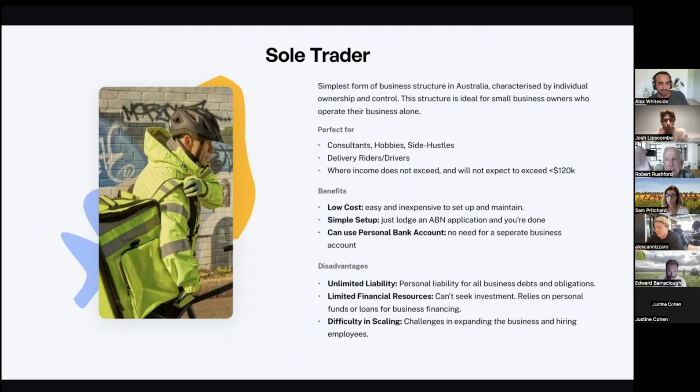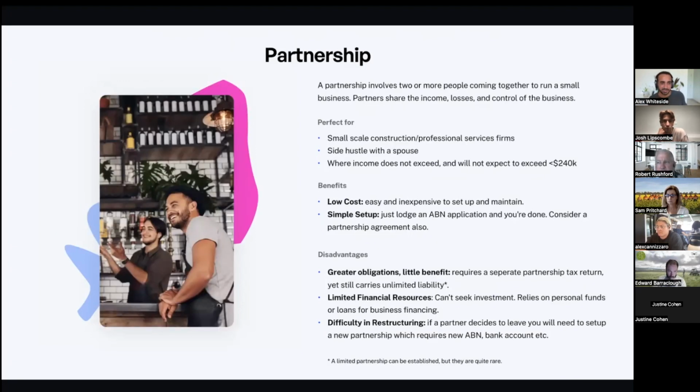So as we move into a partnership structure, it's really just two sole traders joining together to create a business. So you've got many of the same pros and cons there, but it actually has a greater disadvantage, which is that you have to do another tax return. At the end of the financial year, you'll be lodging a partnership tax return, and then also your individual tax returns.